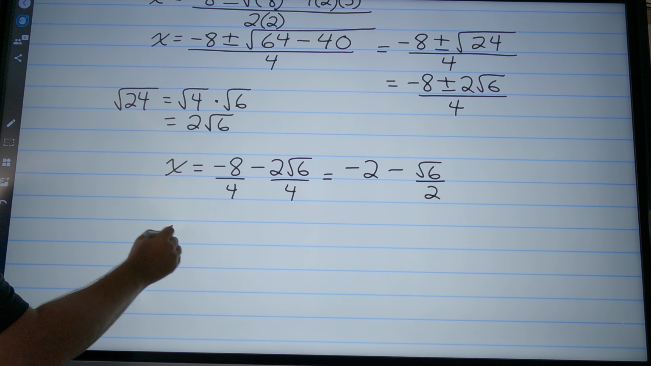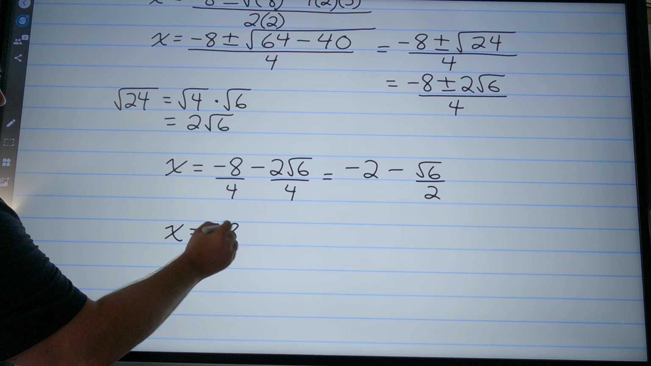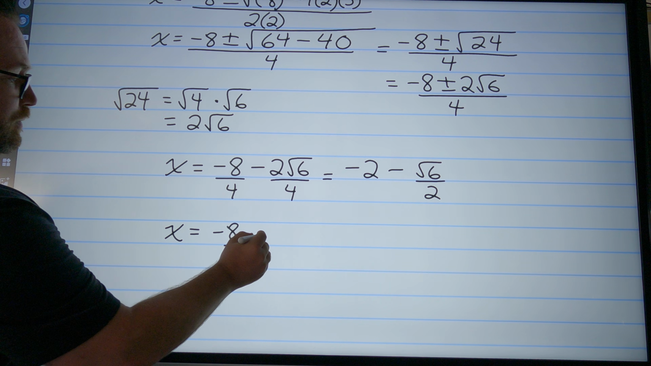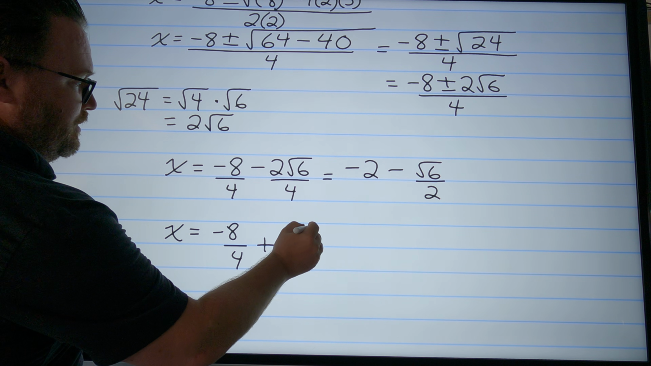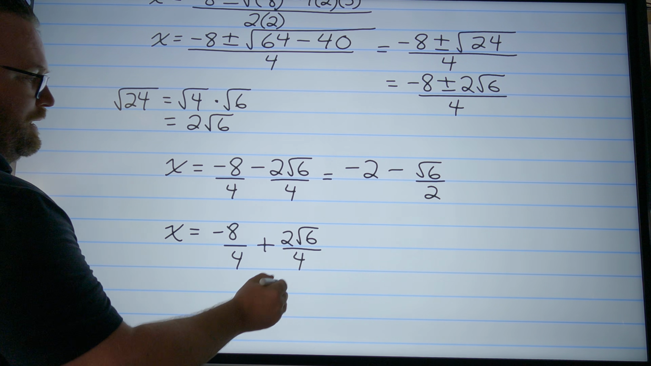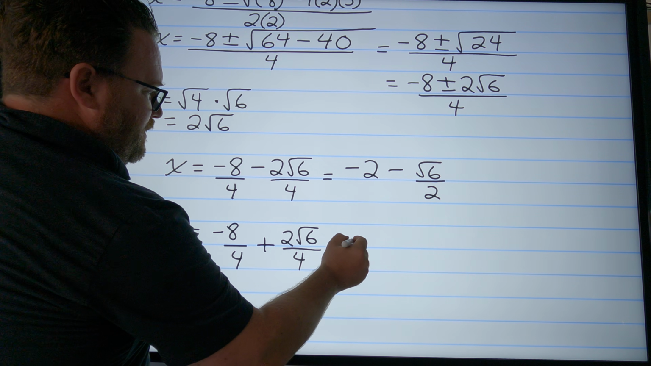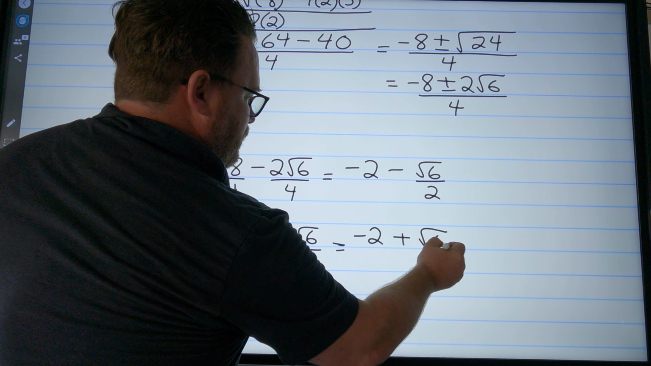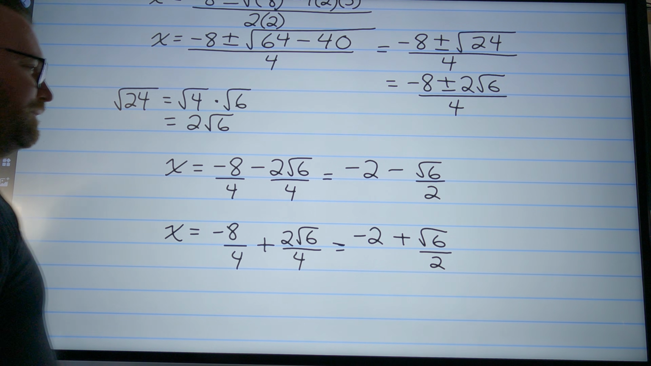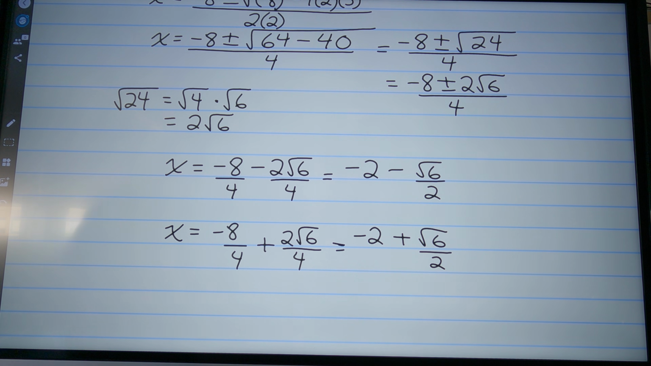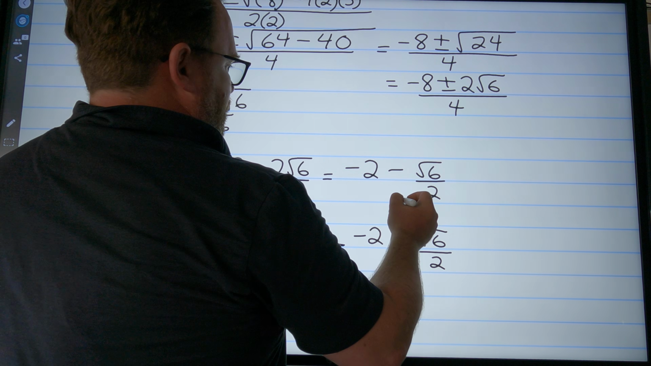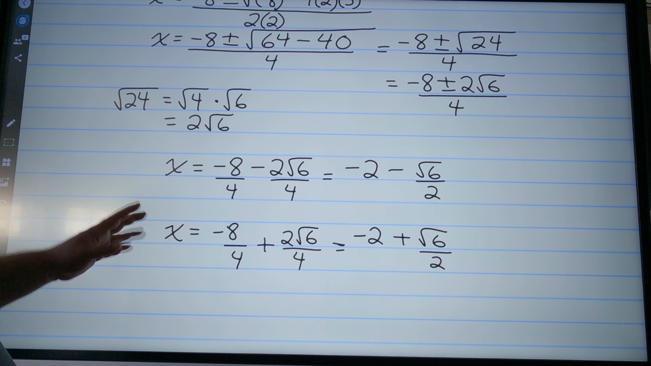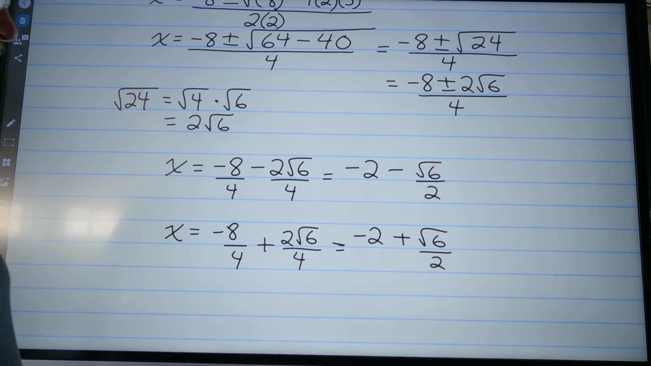And then this one, x equals negative 8 over 4 plus 2 square roots of 6 over 4. That's going to simplify to negative 2 plus the square root of 6 over 2. If you did want to keep everything over 2, you could write, well then, yeah, you're probably better simplifying it this way. Anyways, those are the two solutions, and this one's good to go.